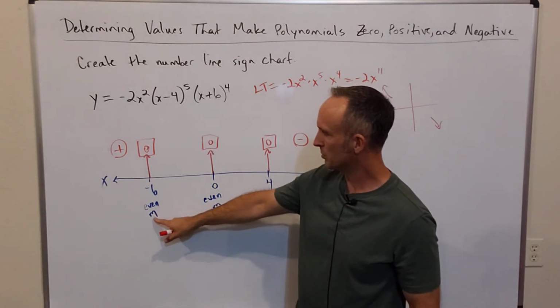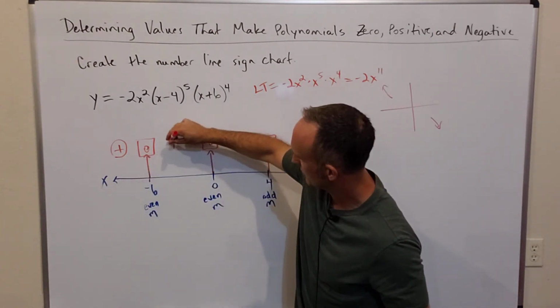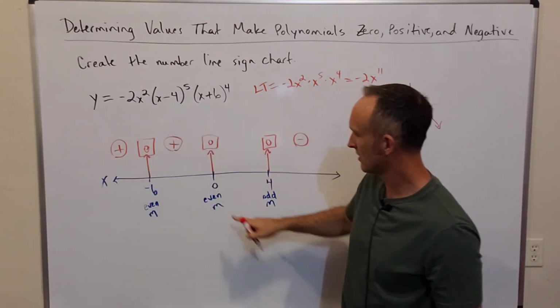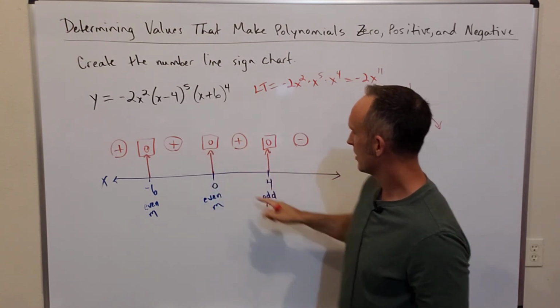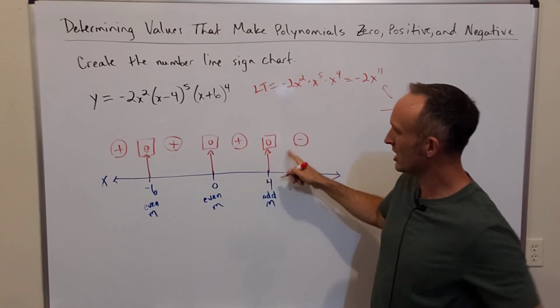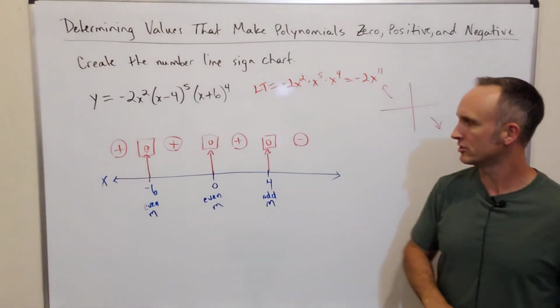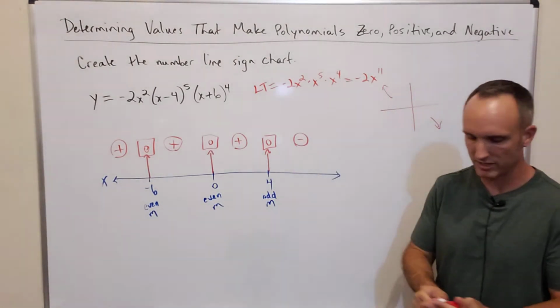We have an even multiplicity, so the sign stays the same when we cross that 0. Even multiplicity, so the sign stays the same. Odd multiplicity, so the sign changes and everything works. It all matches. And that's all there is to it. You see how simple that is.